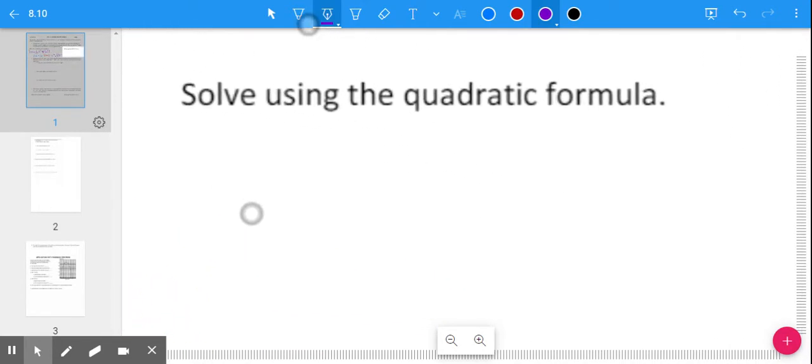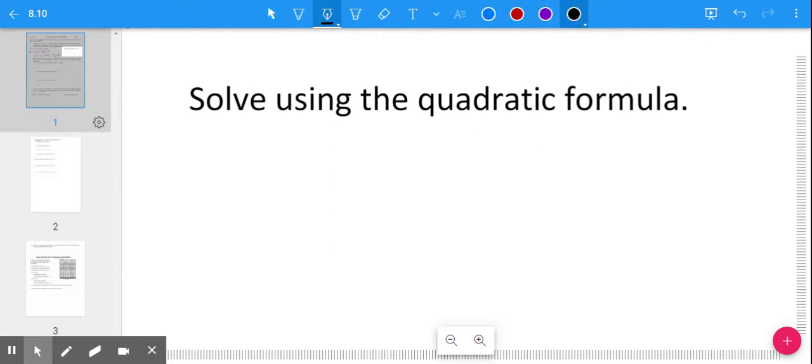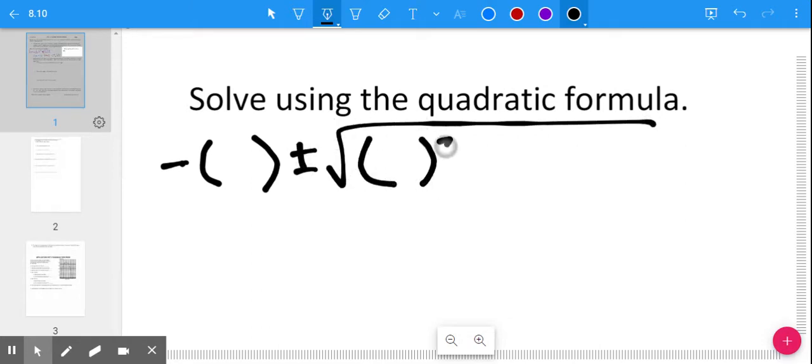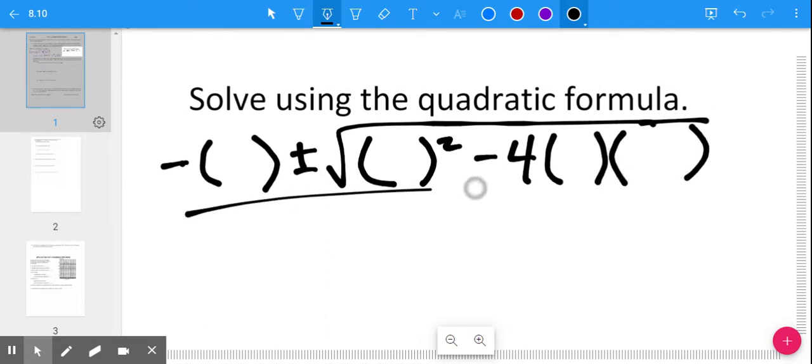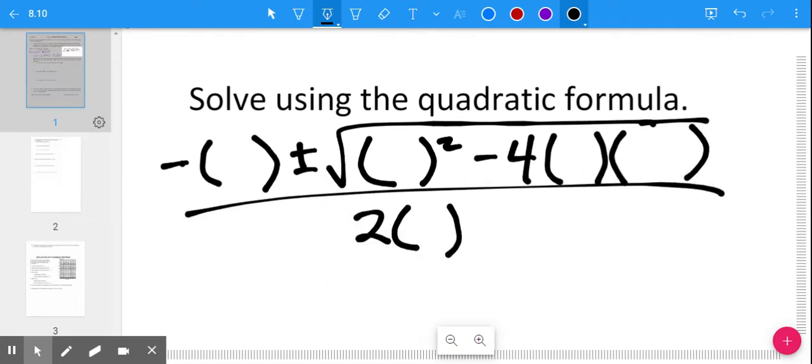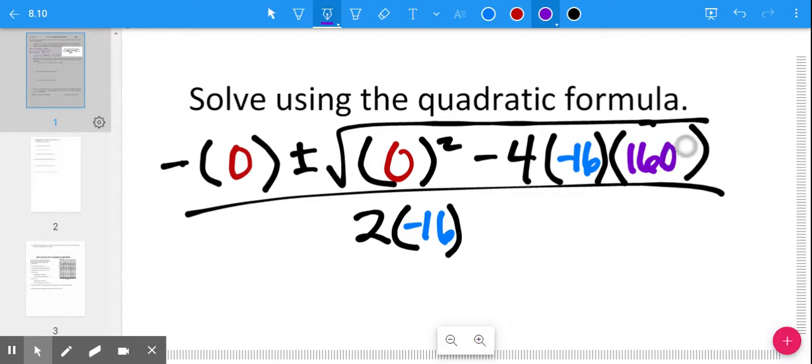So it says solve using the quadratic formula. So this is negative b plus or minus the square root of b squared minus 4ac over 2a. Again, that comes straight from your formula sheet, so you don't have to memorize it. But our b value is 0. Our a value is negative 16. So I put it in for both a's from the formula sheet. And then the c value is 1,600.